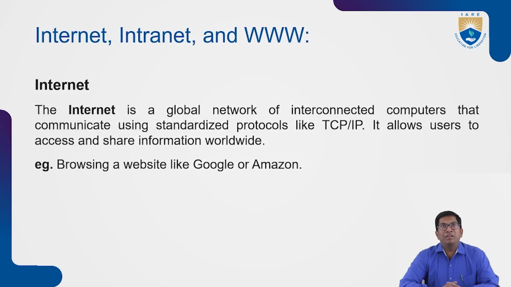The first one is internet, intranet and World Wide Web. What is the internet? The internet is a global network of interconnected computers that communicate using standardized protocols like Transmission Control Protocol or Internet Protocol. It allows users to access and share information worldwide. For example, browsing a website like Google or Amazon, sending mails using Gmail, or doing a transaction from one account to another account through the internet.